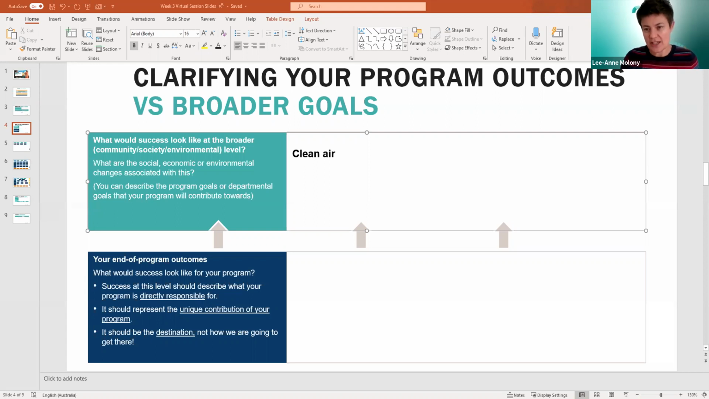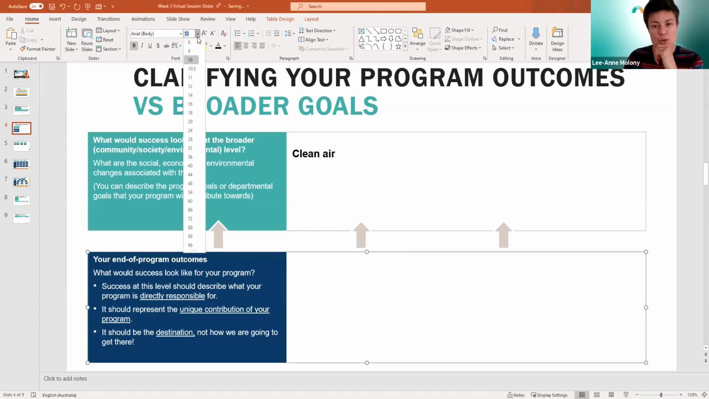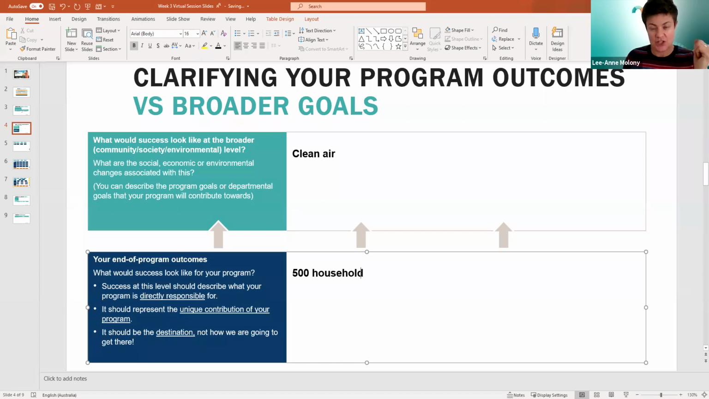So what else have we got here? We've got a bigger, broader goal is 500 households using clean energy. I think that's a good end of program outcome because it's very much related to what this program can achieve. Talked about reducing climate change.